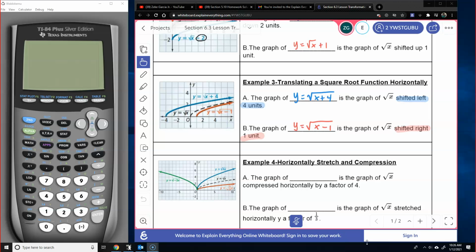So the previous one, we had plus and minus outside the radical that moved it up or down. This one here, we have +4 and -1, which are inside the radical. It's moving it either left or it's moving right.